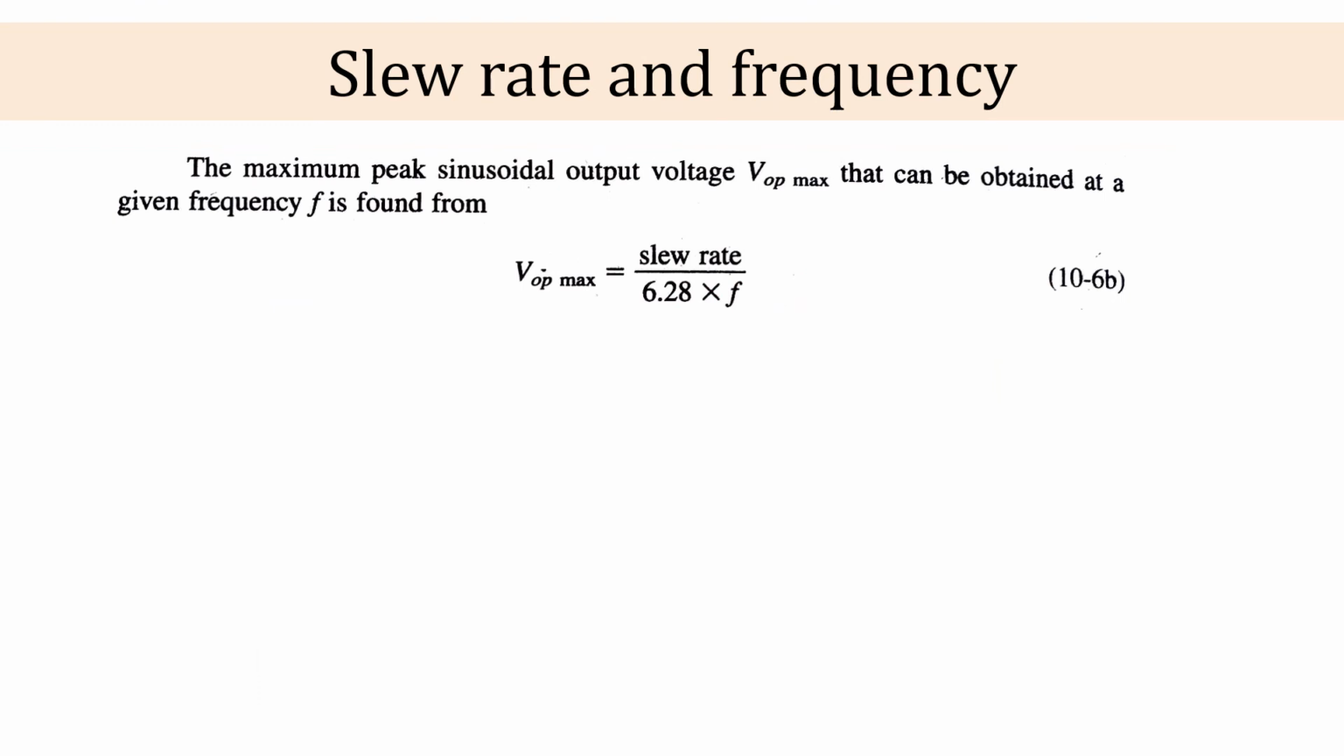Now let's discuss one more important parameter, and that is the slew rate and frequency relationship. Let's see how slew rate varies with the frequency and how they are correlated to each other. So there is one small example. The maximum peak sinusoidal output voltage, that is VOP max, that can be obtained at a given frequency f is found from this formula. So suppose for a given operational amplifier, from the data sheet it is given to us that you can calculate maximum output in terms of frequency and slew rate.